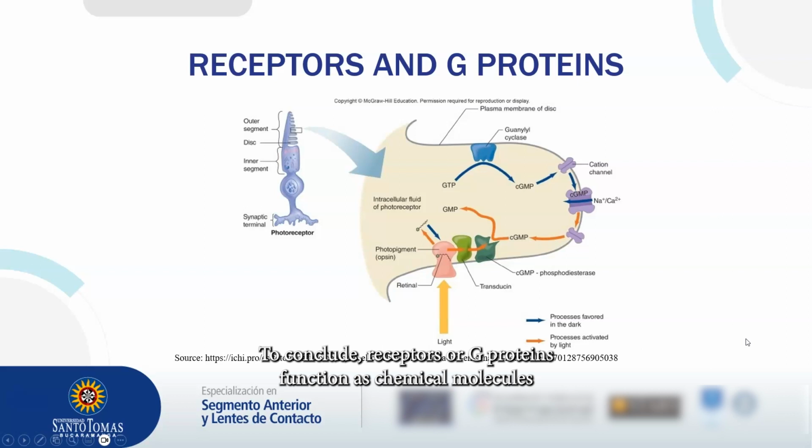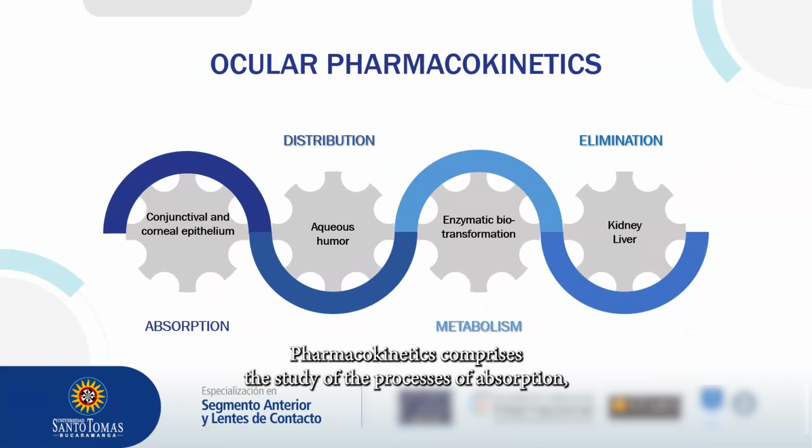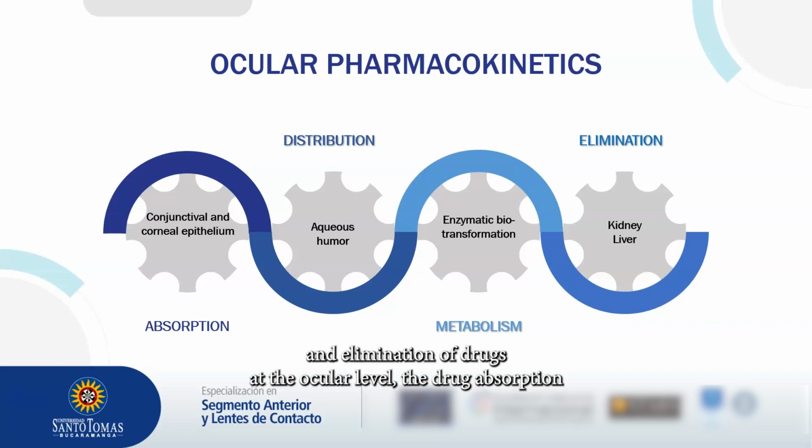To conclude, receptors or G proteins function as chemical molecules for hormones, neurotransmitters, and substances such as histamine, serotonin, bradykinin, among others. Pharmacokinetics comprises the study of the processes of absorption, distribution, metabolism, and elimination of drugs.